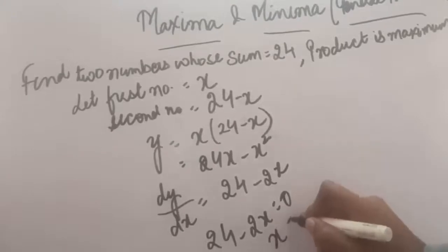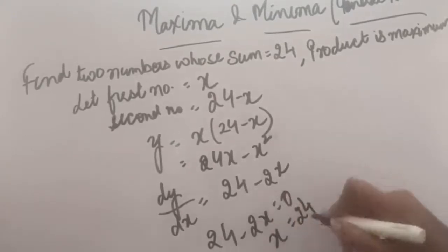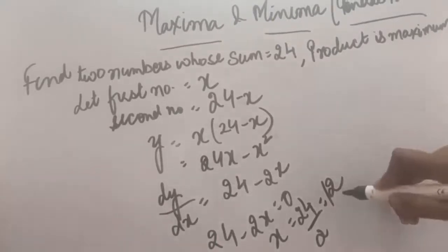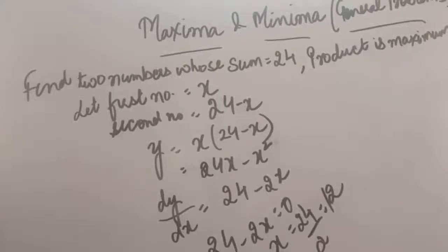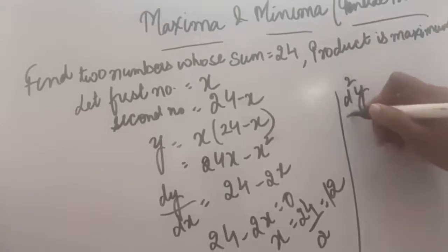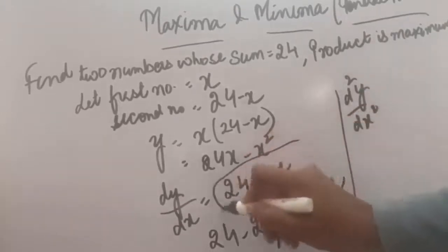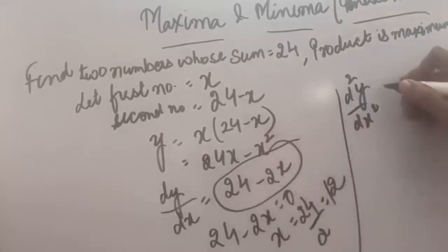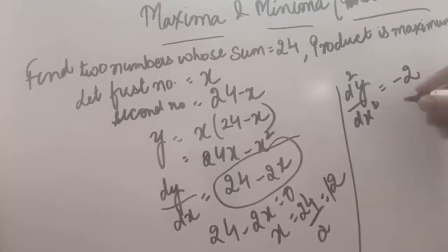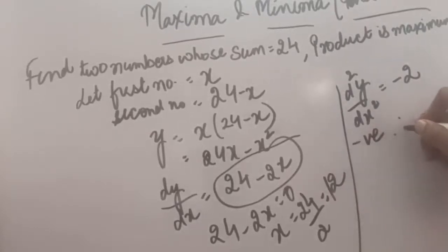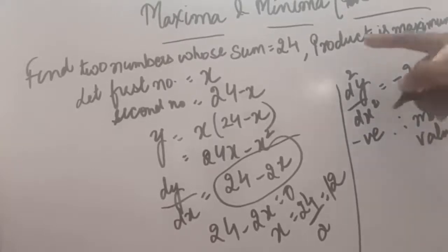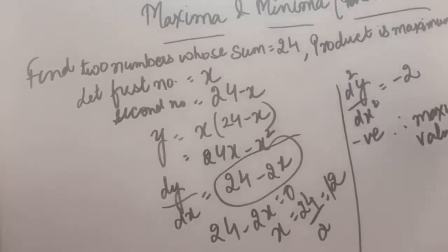From here the value of x will be calculated: 24 divided by 2 is equal to 12. Now this value we will put in the second derivative, as I am applying the first method. So the second derivative of the derivative will be 0 minus 2, that is minus 2. This value we need not put anywhere. From here we can see it is a negative value, therefore we can say it is the maximum value. Already it has been given in the question that the product is maximum, so it is going to be our maxima value.